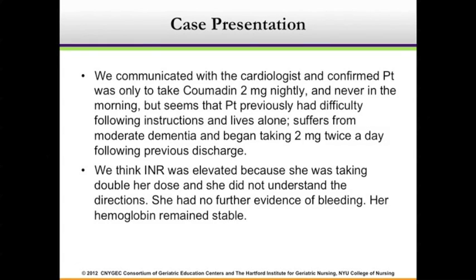We communicated with the cardiologist and confirmed that patient was only to take Coumadin 2 milligrams nightly and never in the morning. But it seems patient had difficulty following instructions, lives alone, and suffers from moderate dementia, and began taking 2 milligrams twice a day following previous discharge. We think her INR was elevated because she was taking double her dose and didn't understand and remember directions. She had no further evidence of bleeding, and her hemoglobin remained stable.